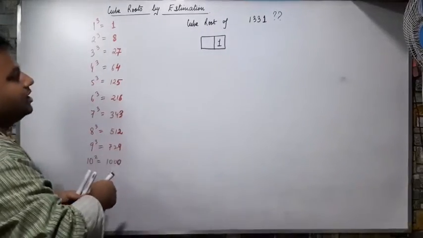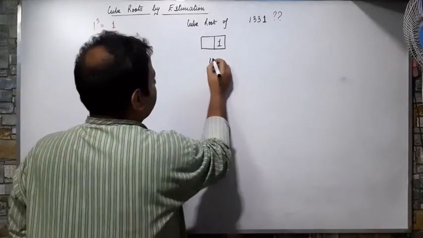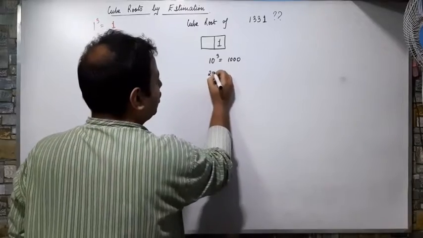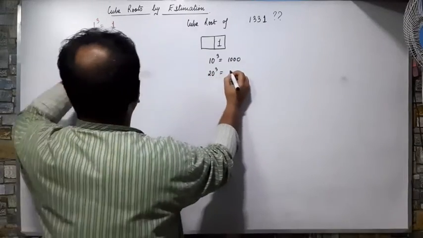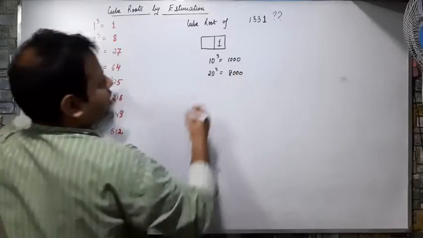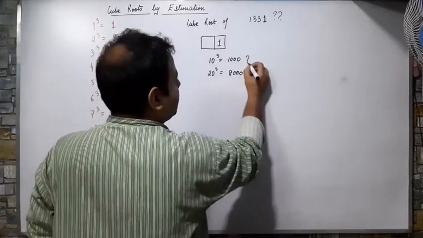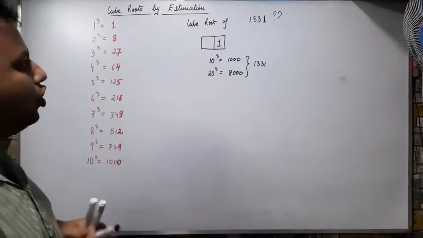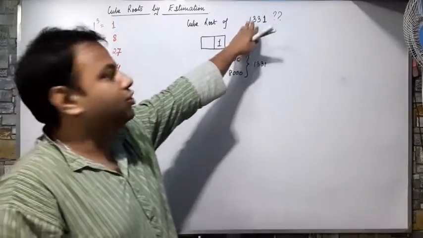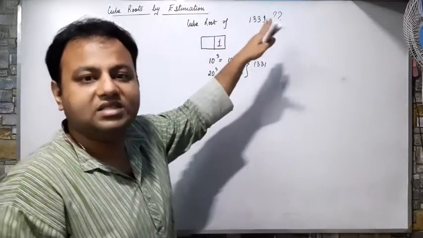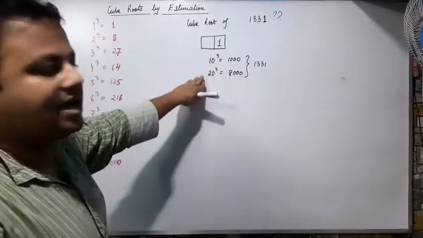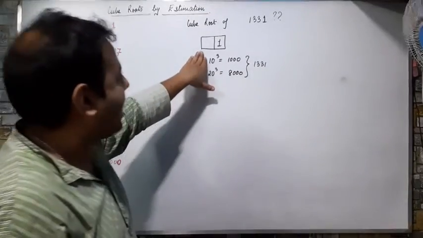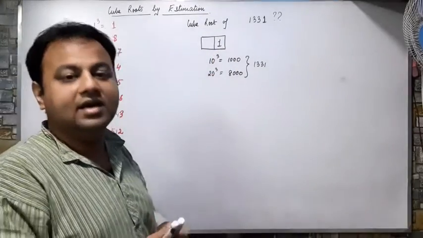Then what will I do? Then I will write that 10 cube is 1000, while 20's cube is 8000, and this 1331 lies between 1000 and 8000. So the cube root of 1331 must lie between 10 and 20. So what is the number that lies between 10 and 20 and ends with 1? That is 11.